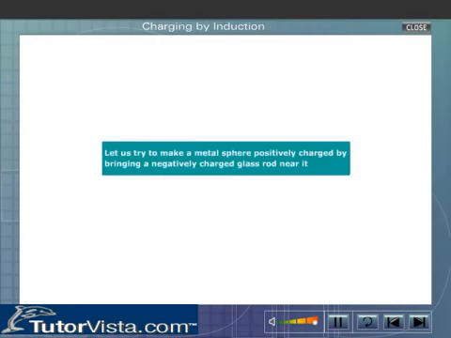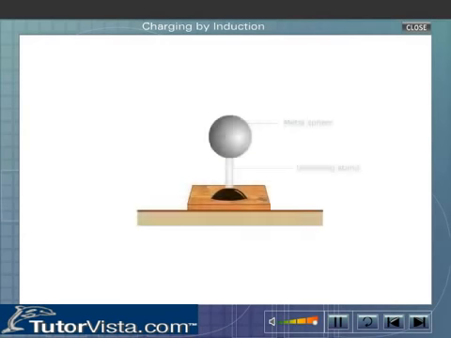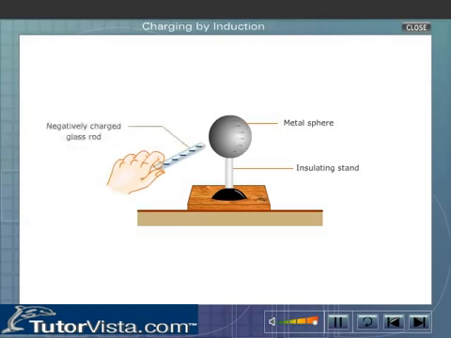Let us try to make a metal sphere positively charged by bringing a negatively charged glass rod near it. The metal sphere, which is supported on an insulating stand, is initially neutral. Bring a negatively charged rod near it without touching the sphere.